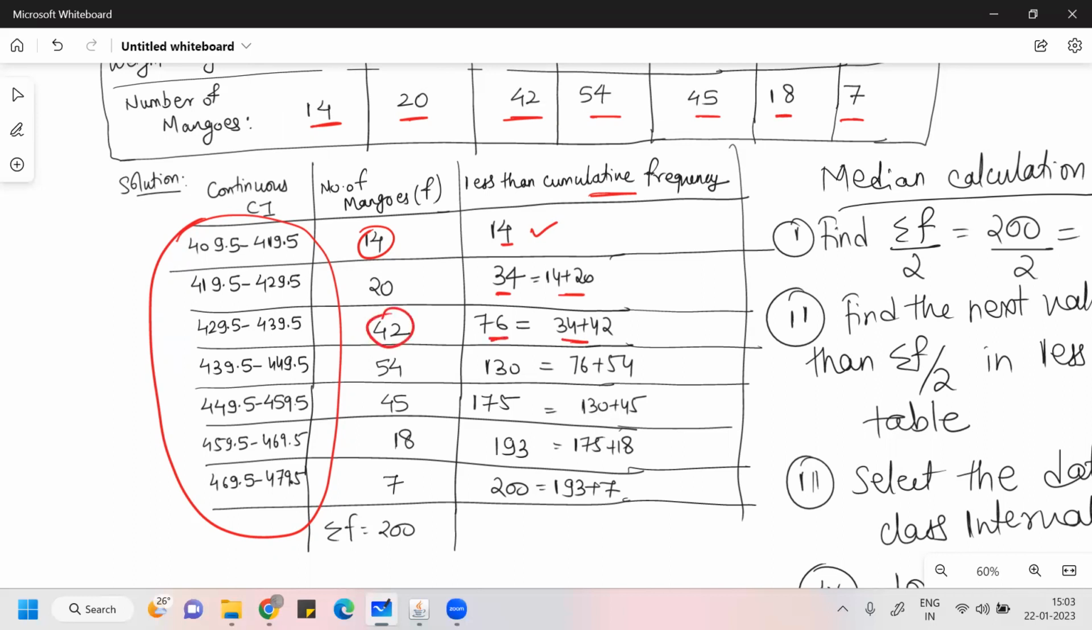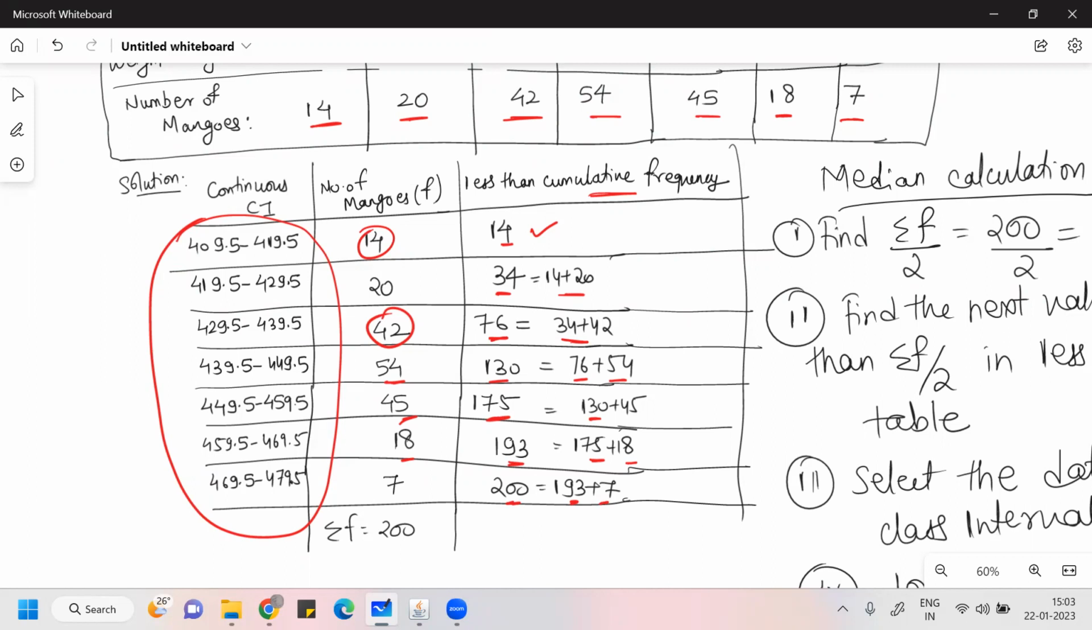Then 76 plus 54, you will get 130. Then 130 plus 45, you get 175. 175 plus 18, you get 193. 193 plus 7, 200. So you have to convert this into cumulative frequency. You have to write the less than cumulative frequency.